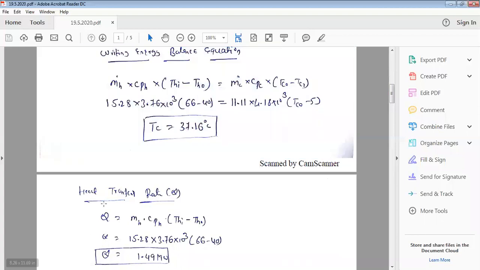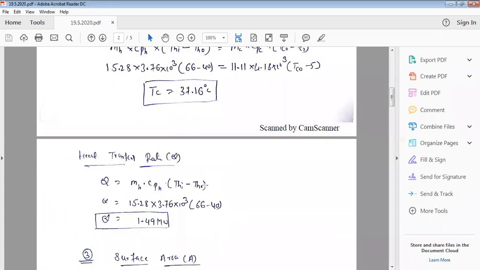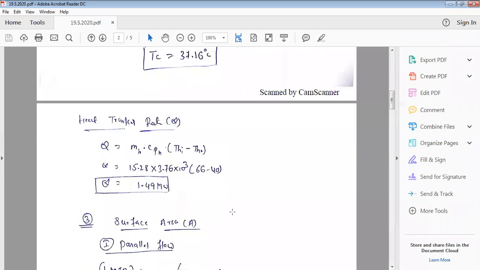But in calculating the heat transfer rate, we will take the hot fluid mass flow rate, specific heat into temperature difference. Why? Because heat is given by the hot fluid. That's why heat transfer takes place from the hot fluid. That's why I have concentrated on the hot fluid. Correct? Hot fluid. I hope the doubt is clear now, right?